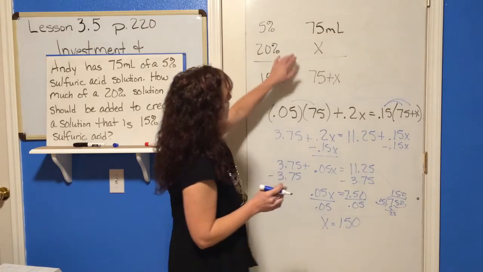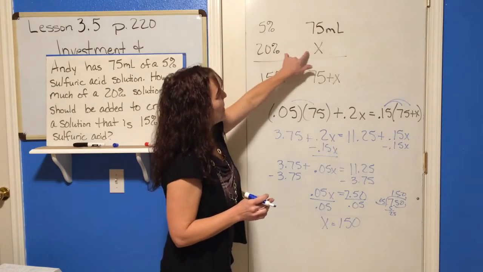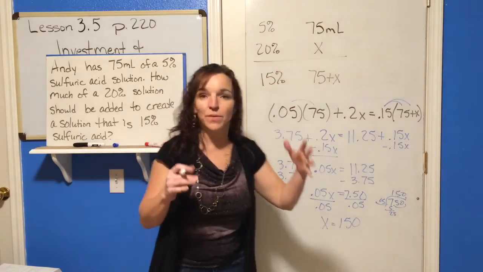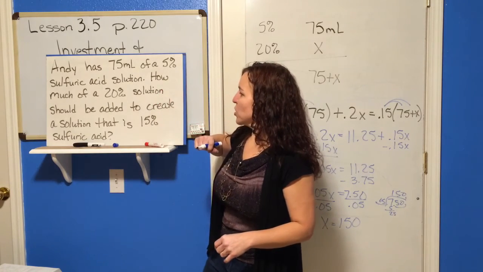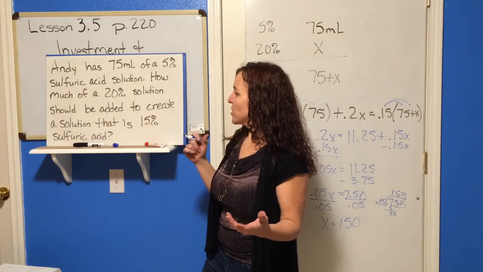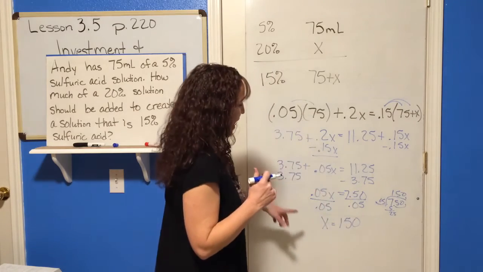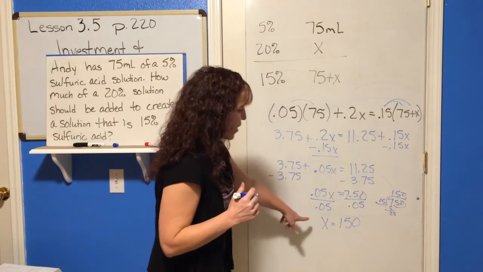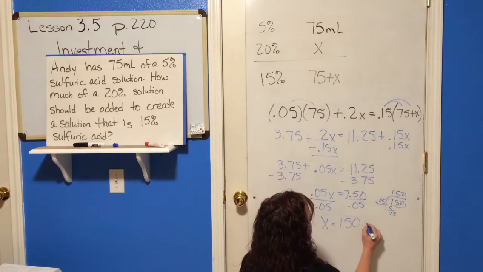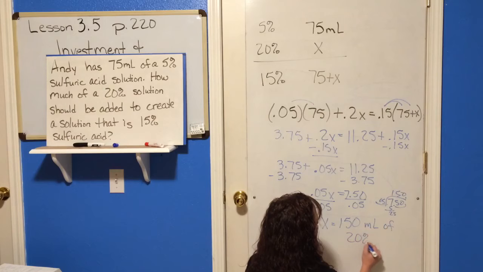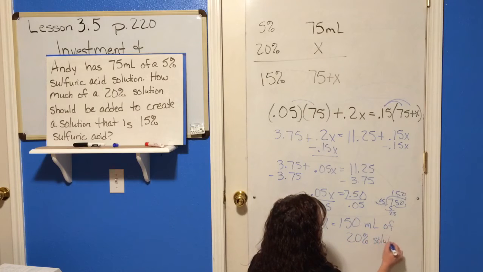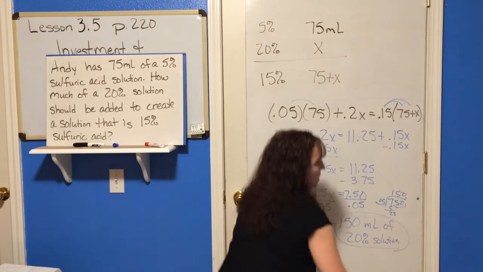So what does that tell us? x is up here. This is the amount of the 20% solution. Let's see what they asked. How much of a 20% solution should be added to create a solution that is 15% sulfuric acid? So we need to add 150 milliliters of the 20% solution. And that is our final answer.